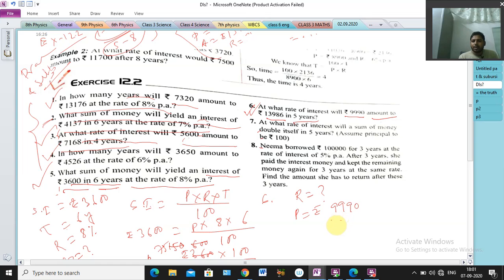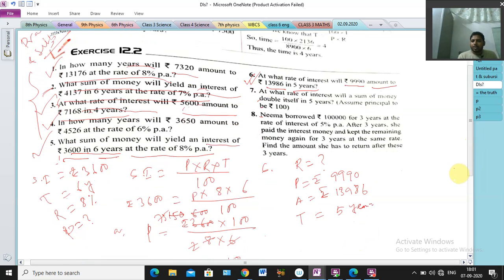9,990, that is principal. Amount is also given. Amount 13,986. Okay, that is the amount. And time is also given: time 5 years. We find out R, the rate of interest. So these are the data. According to these data we find out the rate of interest.